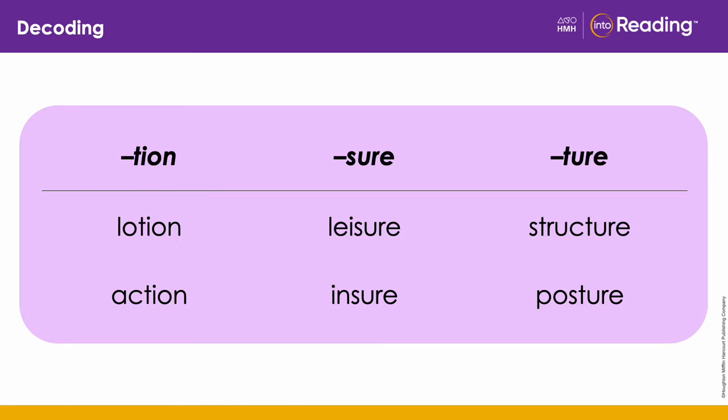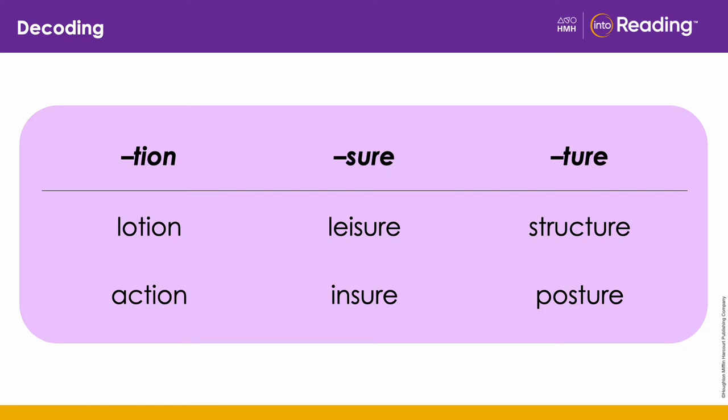Lotion. I know that the first syllable is an open syllable because it ends in a vowel, meaning that the vowel will make the long O sound. Lotion. I'll do the same thing with the next word. I see the final syllable T-I-O-N, so I divide the word before that syllable. Action. The word is action. Let's read the words in the T-I-O-N column together. Lotion, action. Nice work. Now let's do this same process for the column under S-U-R-E.